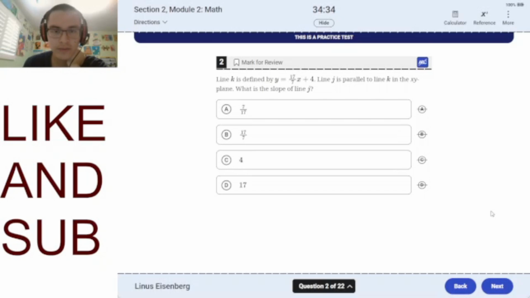So we know that we have our two parallel lines. We're given line K. We want to find line J. So we just need to find the slope, and it's the same. So y is 17x over 7 plus 4. So it's going to stay the same because it's rise over run.